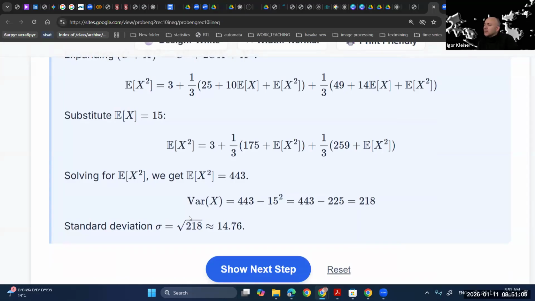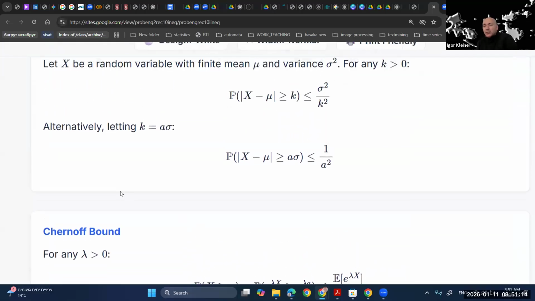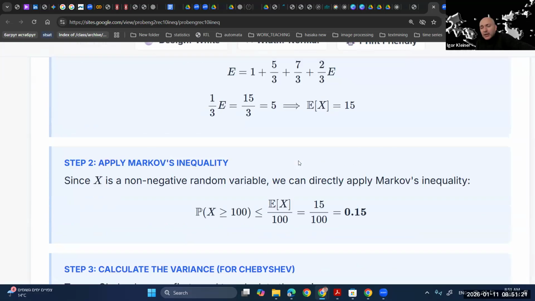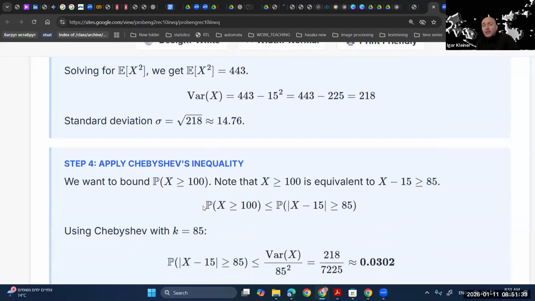Why do we take the square root? Because we want to know the standard deviation. Let's look at Chebyshev inequality. To use Chebyshev inequality, we need to know the standard deviation. So we found the variance, and its square root is the standard deviation. And now we're almost ready to use Chebyshev inequality, but not yet.